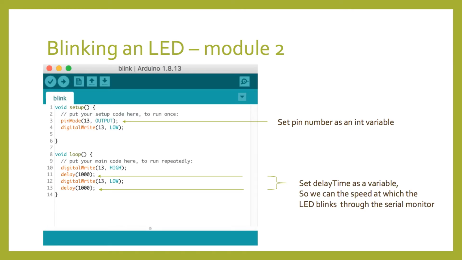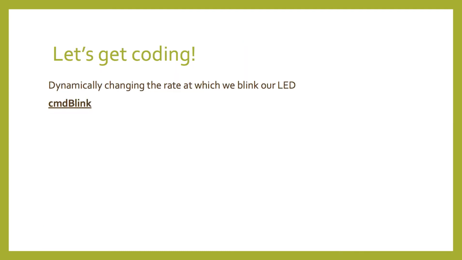In Module 2, we learnt how to blink an LED. However, we hard-coded the pin number and the delay time. So when we wanted to change the delay time, we had to go into our application code, change it, compile, and re-download the code to the board. In this lab, we're going to avoid all of that by setting the pin number and the delay time as a parameter that we can change through the serial console. So, let's open up the Arduino IDE, connect our board, and get coding.